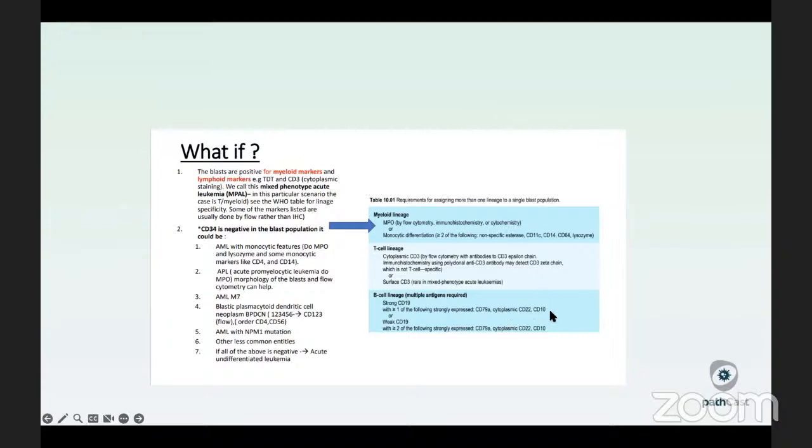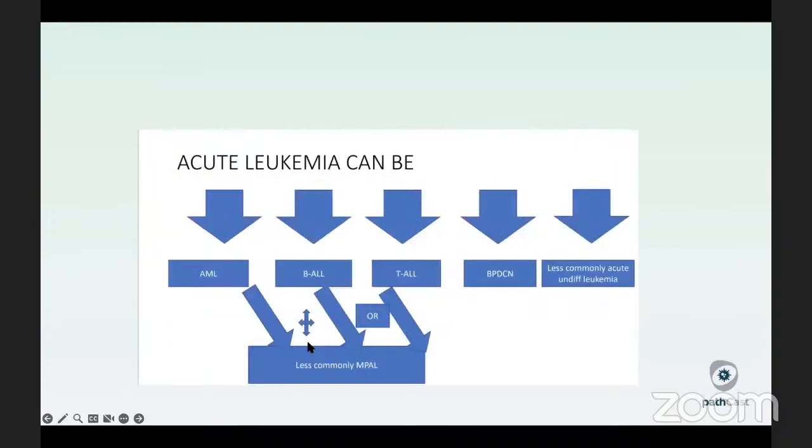of these markers. So if we have myeloid markers and lymphoid markers, what do we call this? We call it mixed phenotype acute leukemia. Just to be aware, some acute leukemias might not have CD34, including acute leukemia with monocytic features, acute promyelocytic leukemia, AML M7, the megakaryoblastic leukemia, BPDCN, and NPM1 mutated acute leukemia.